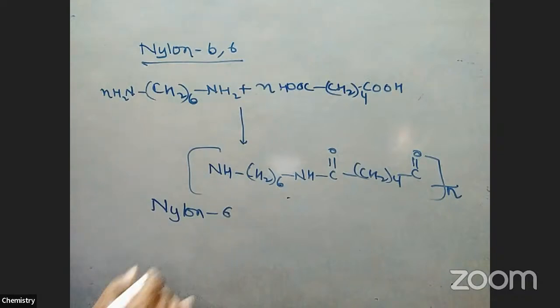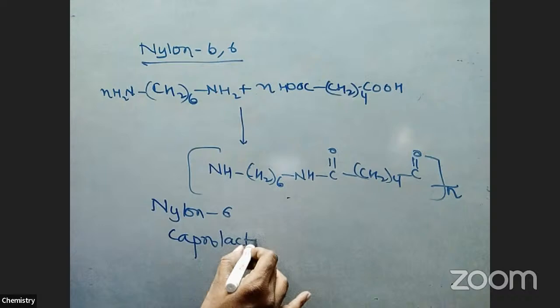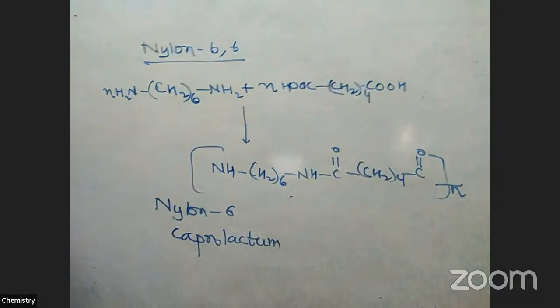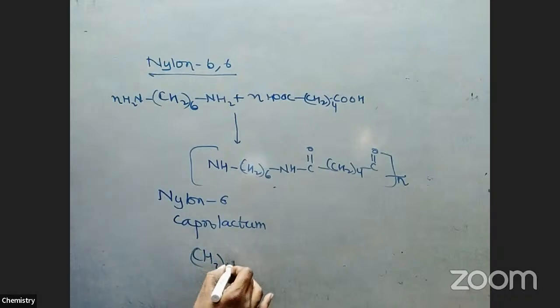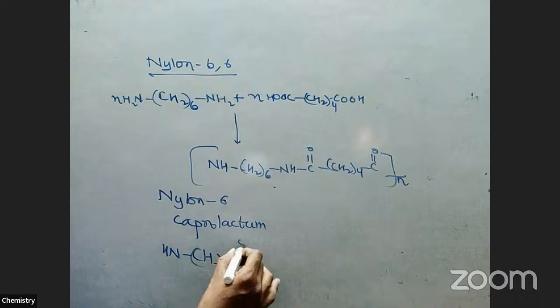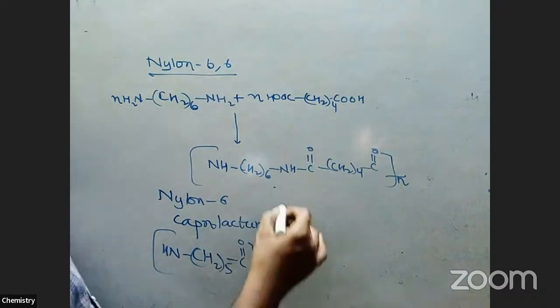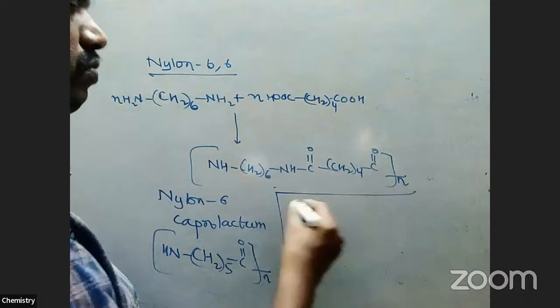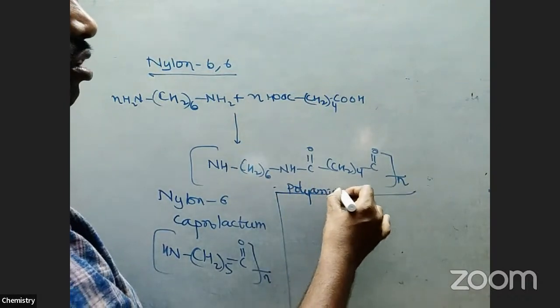And next is nylon 6. Nylon 6's monomer unit is caprolactam. What is this caprolactam? (CH2)5NHCO, n number of molecules involved. You get nylon 6. So nylon 66 and nylon 6 are examples of what are also called polyamides.